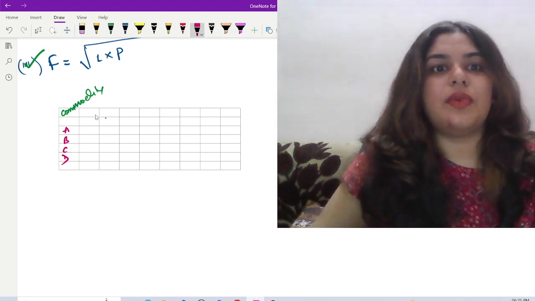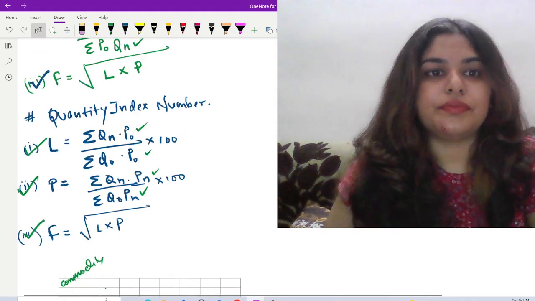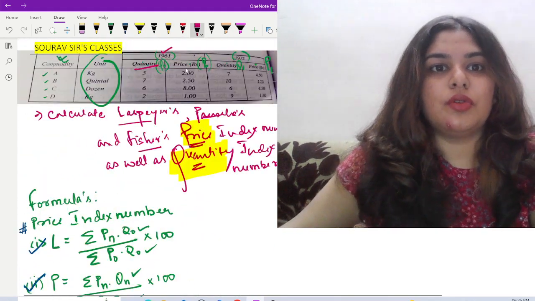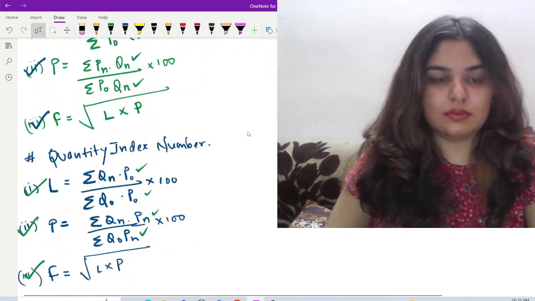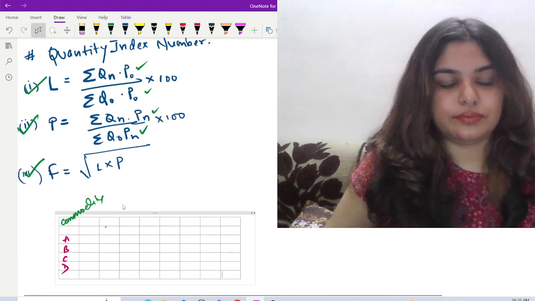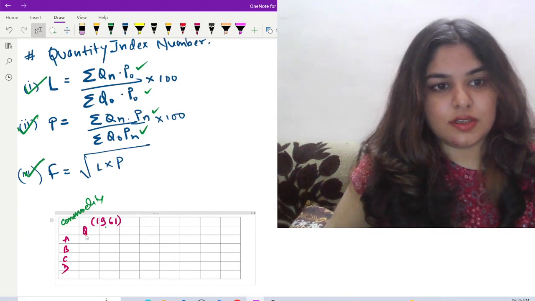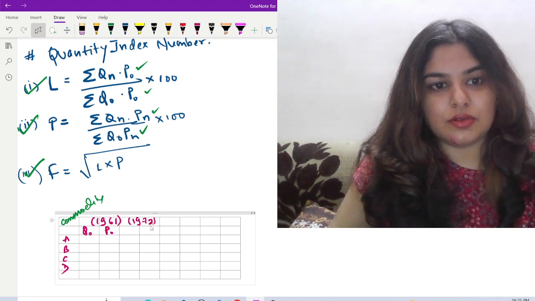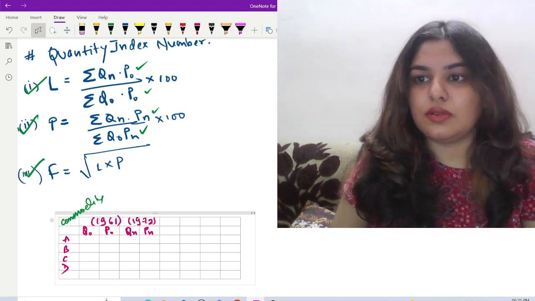Now next we have price and quantity. So let's go up. Right, 1961 2 columns and 1972 2 columns. So let us write this as Q0, P0, and for 1972, this is Qn, Pn. Correct? Now we have to solve the following. So let us write down the combinations.